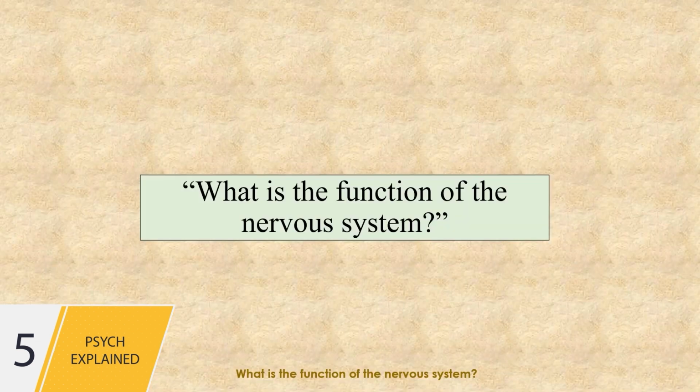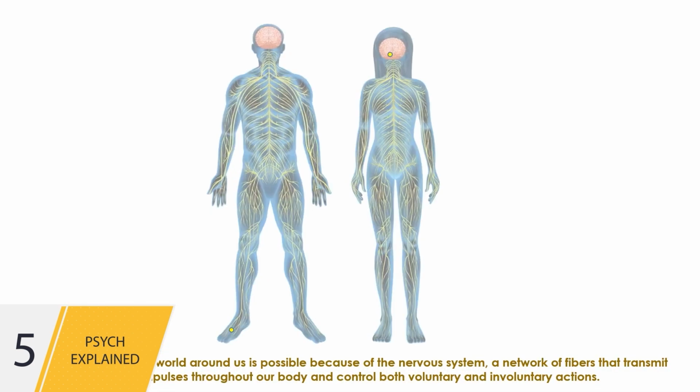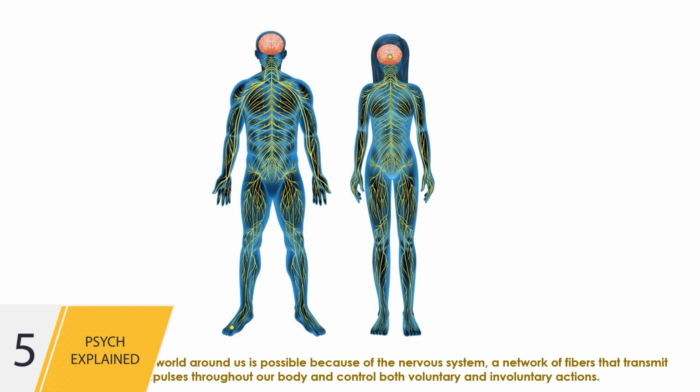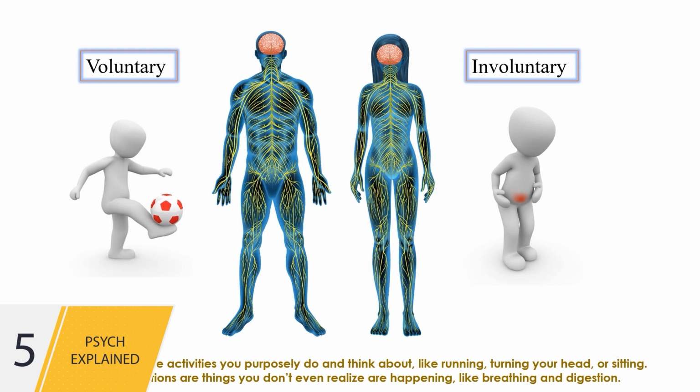What is the function of the nervous system? Our awareness of the world around us is possible because of the nervous system, a network of fibers that transmit neural impulses throughout our body and control both voluntary and involuntary actions. Voluntary actions are activities you purposely do and think about, like running, turning your head, or sitting. Involuntary actions are things you don't even realize are happening, like breathing and digestion.